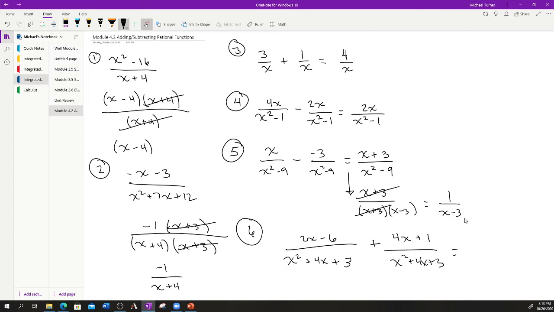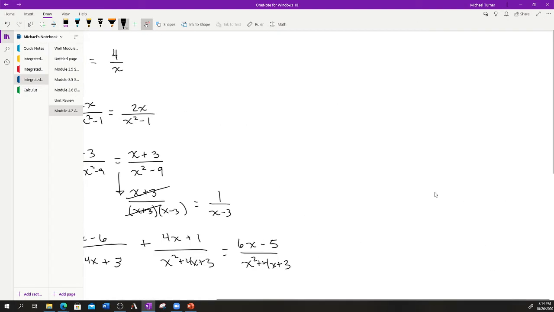So combine like terms, 2x and 6x. Negative 6 and positive 1. And then in my denominator, because it's the same, I keep it. So hopefully they're pretty straightforward. Like I said, if the denominator is the same, add or subtract the numerators respectively. When you don't have the same denominator, that changes.